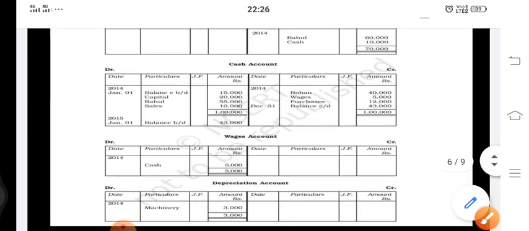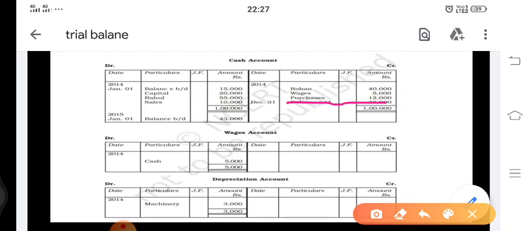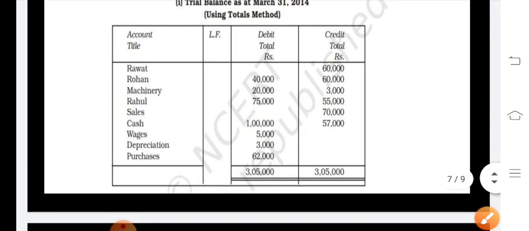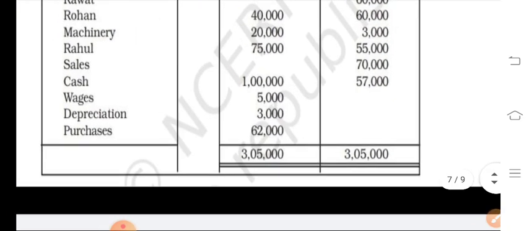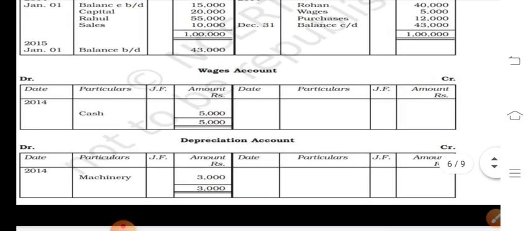Then next we have the cash account. In the cash account, the debit side was having a balance of 1 lakh. On the credit side, if we ignore this balance carried down, there was 40 plus 5 plus 12, that comes to 52. 52 plus 5 is 57,000. So debit side 1 lakh and credit side 57,000. Here we have shown cash 1 lakh at the debit side and 57,000 at the credit side. Same way we'll go to the wages account.